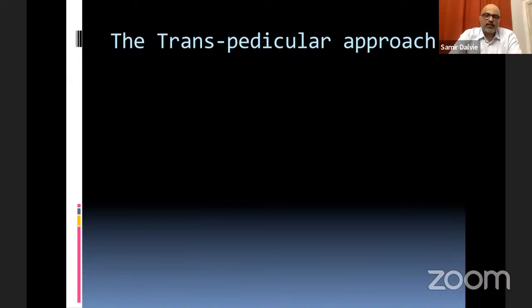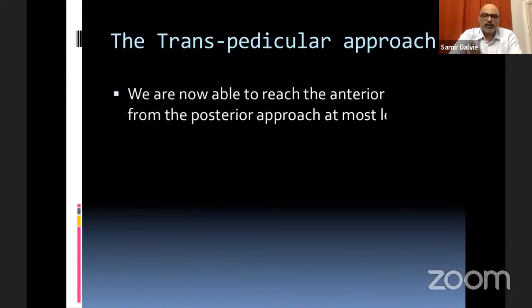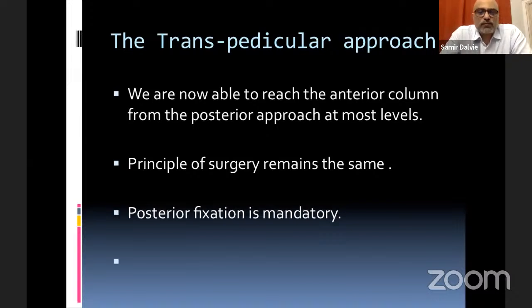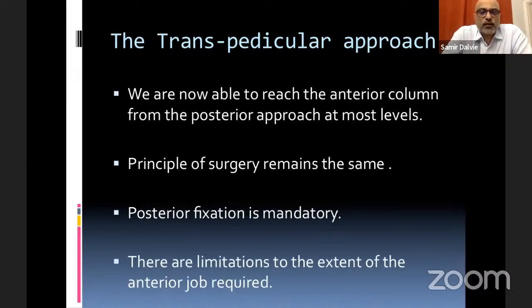But now there is a penchant, especially in TB, to use the transpedicular approach. What is the transpedicular approach? We still reach the anterior column, but we do it from the posterior approach. So the principle of surgery still remains the same. You debride, you decompress, and you reconstruct, but you have to fix posteriorly. It's a bit of a tangential approach.